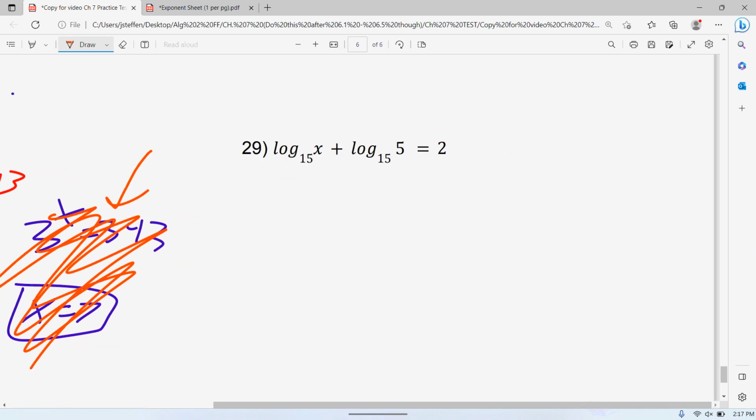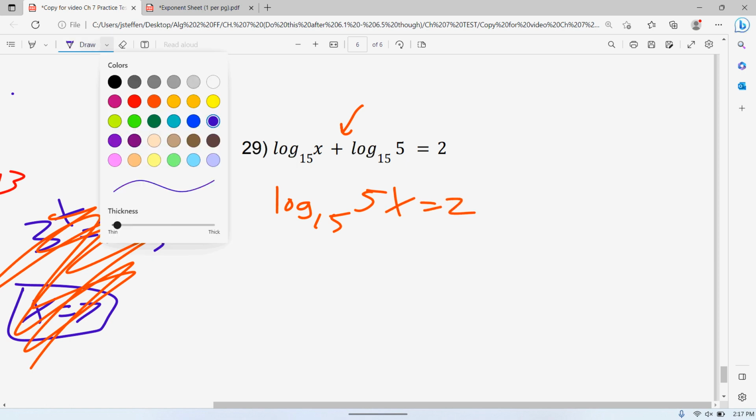And this one, now there's a log on one side, and we have to combine those, not a log on the other side. So this one's going to be a little different than the one we just did. Since you're adding, we're going to multiply those. So log of 15 times 5x is equal to 2.